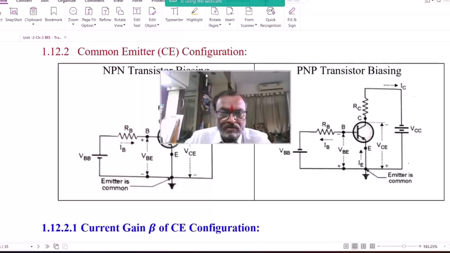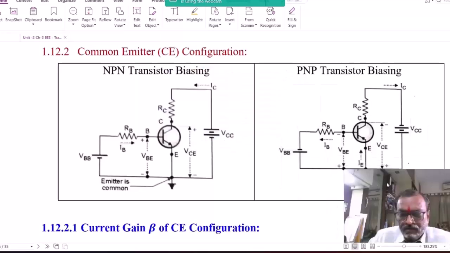Part 2 of the section on BJT. In the last portion, we have seen common base configuration. Now let us see the very important common emitter configuration.